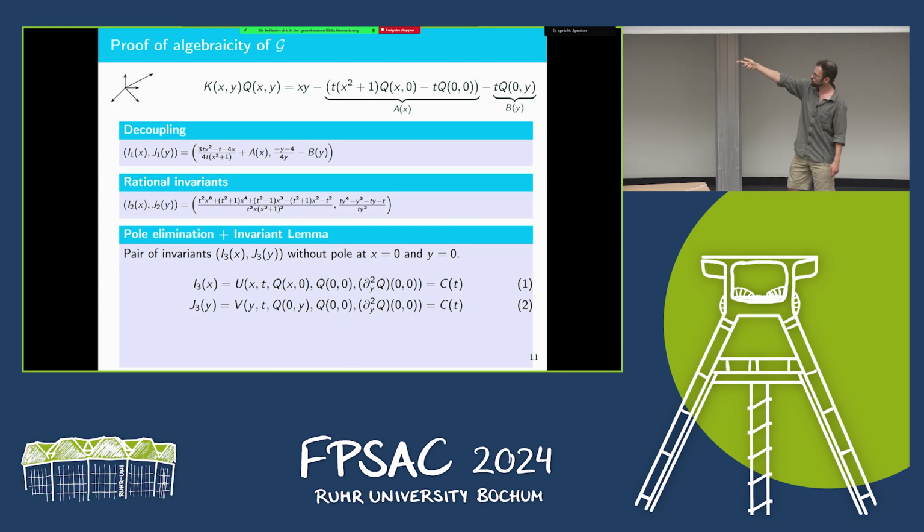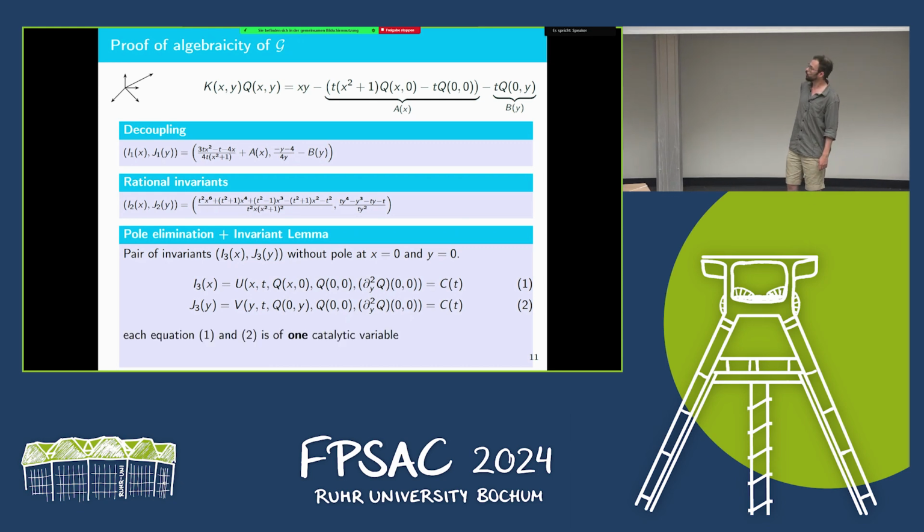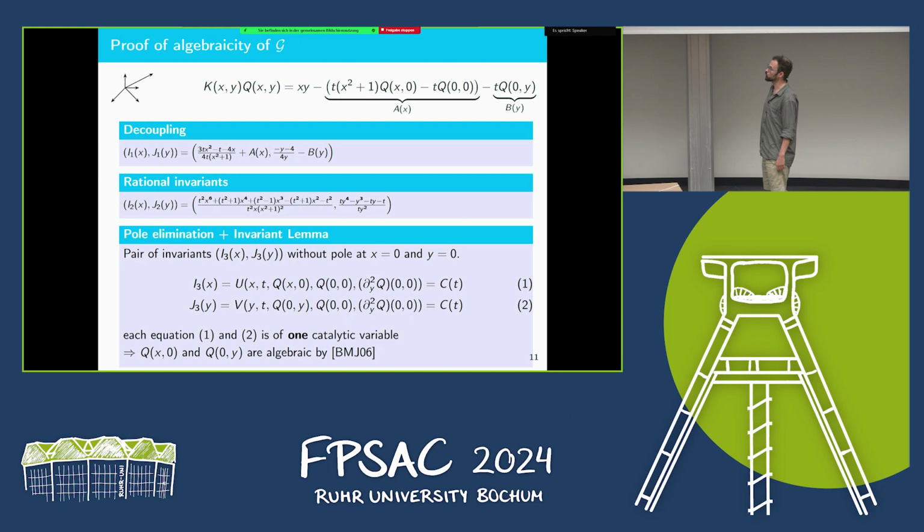And these are equations in 1 catalytic variable that involve Q(x,0) and Q(0,y). So now I apply the results of Bousquet-Mélou and Jehanne, which give me the algebraicity, and I reinject it into the equation, and boom, Q(x,y) is algebraic. One more time.